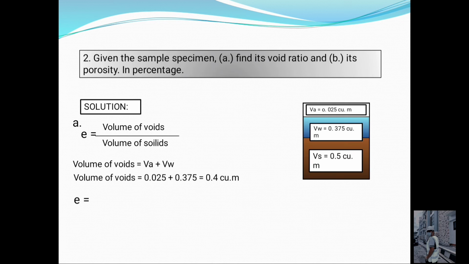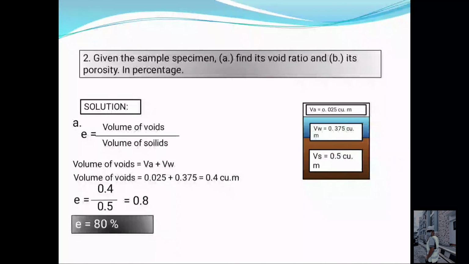And now, we can substitute in the formula. 0.4 divided by 0.5. 0.5 is the volume of the solids. So the answer is 0.8. And we can multiply it by 100, so we can get 80%. And take note that 0.8 is greater than 0 and less than infinity.